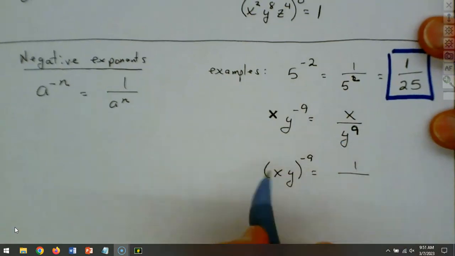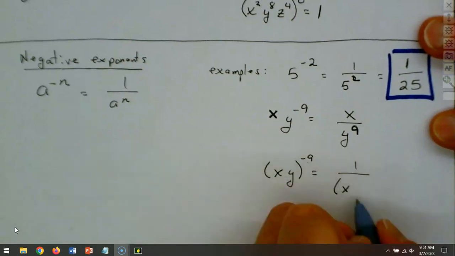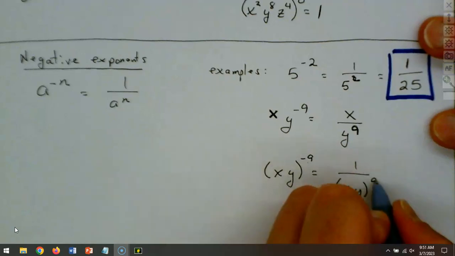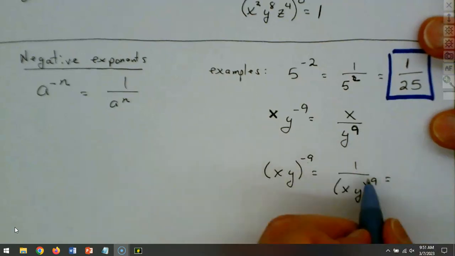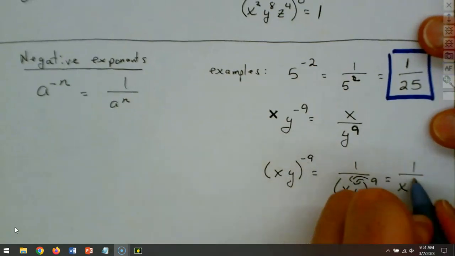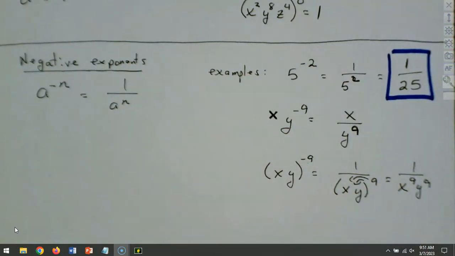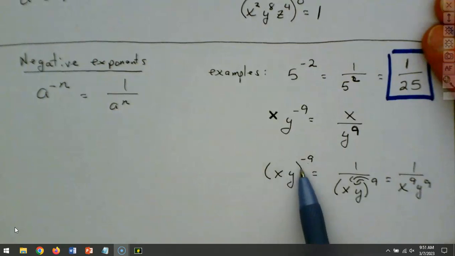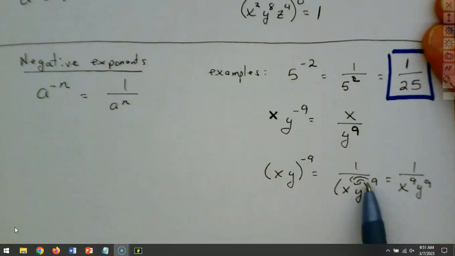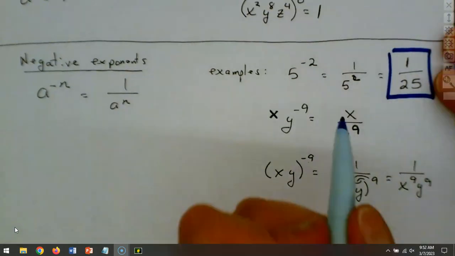Well, this one, the entire part is raised to the negative 9th power. So I can rewrite that as xy to the 9th power. And then I can actually distribute the 9 through, which we'll learn about in our next rule. And that then becomes 1 over x to the 9th, y to the 9th. So what we do with parentheses is the entire part goes down below, and then we can distribute our power through. So do you see the difference between these two?